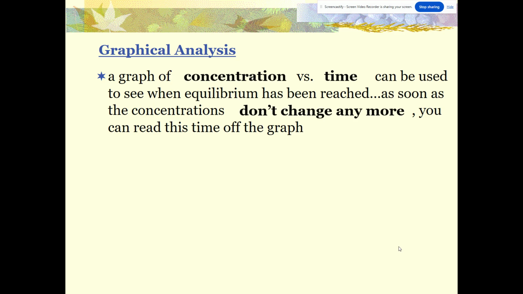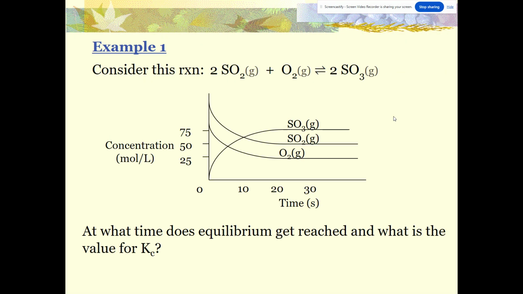Now, before we finish today, I just want to quickly go over graphical analysis, showing quickly how concentration versus time is used to calculate Kc. You have reached equilibrium when the concentrations become constant, when they stop changing. So, for example, let's say I have SO2 reacting with O2 to make SO3. Notice how I'm starting with no SO3. Usually you start with no products. You start with a certain amount of your reactants.